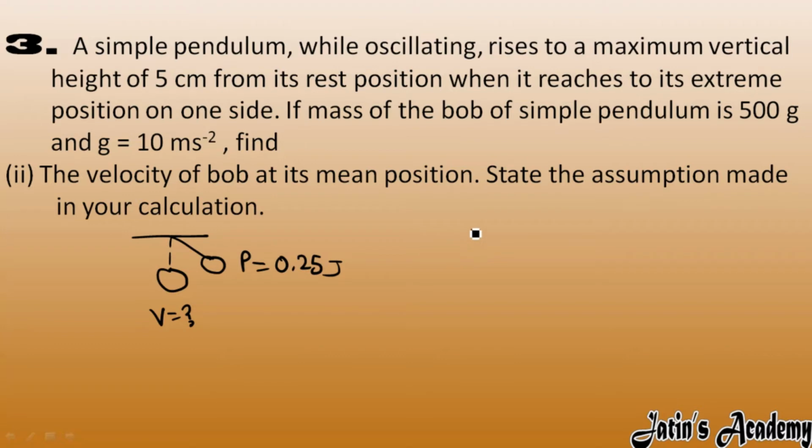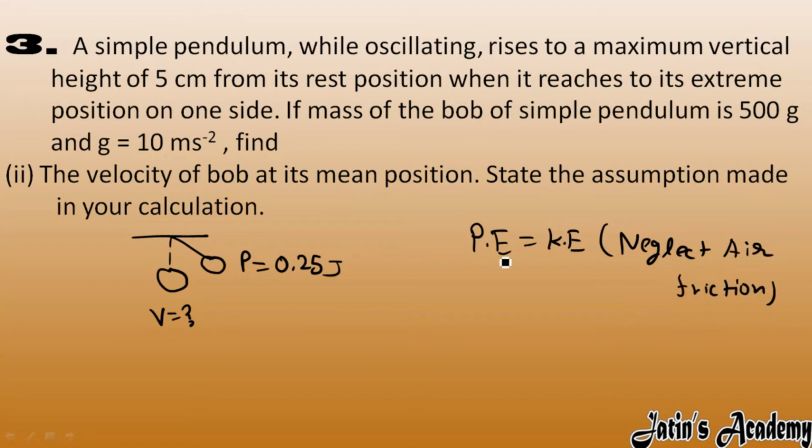So the whole potential energy is converted into kinetic energy. This is only possible when we neglect air friction. So the assumption is clear that we are neglecting air friction. Potential energy we have already calculated as 0.25 joule. Kinetic energy at this point we have half mv square. Here we have to calculate the value of velocity.